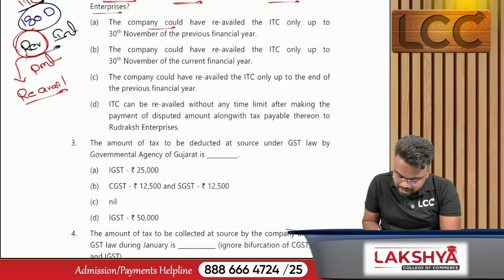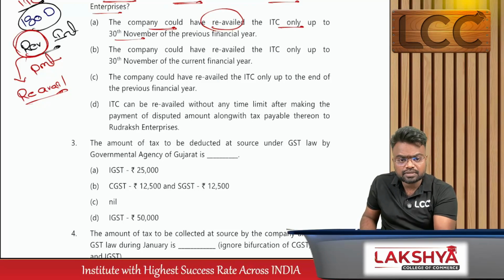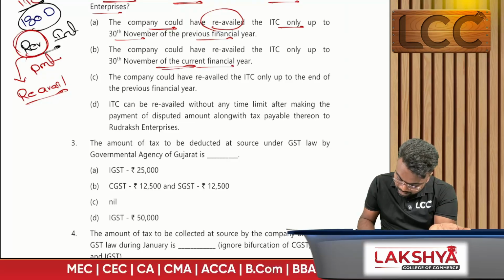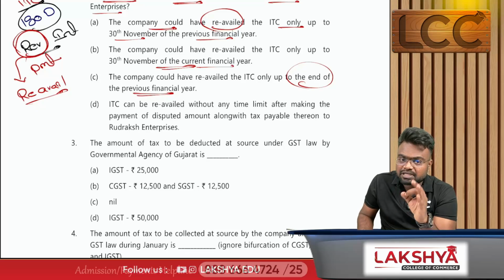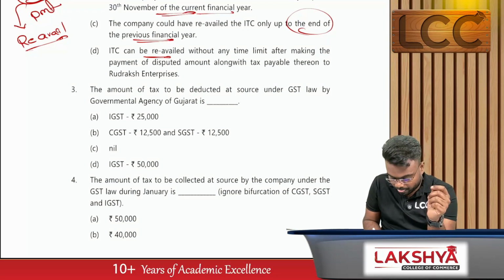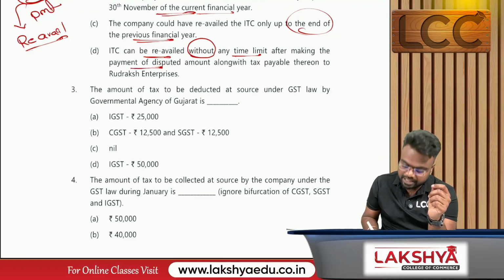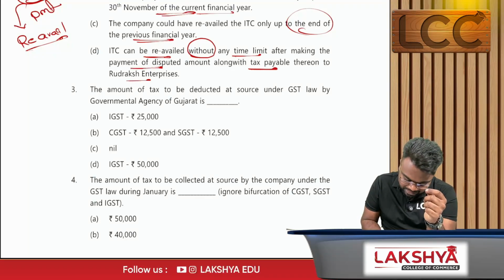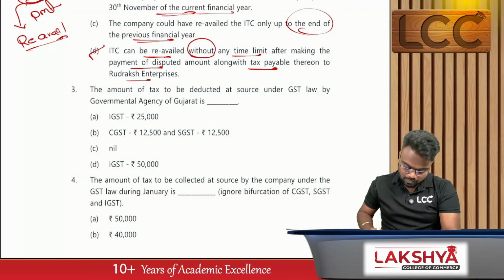So the company could have re-availed the ITC only up to 30 November? No, there is no time limit. Only up to 30 November of the current year, end of the previous financial year, which is very wrong because there is no time limit that is applicable. So what is option D? ITC can be re-availed without any time limit after making the payment of disputed amount along with a tax payable thereon to the Rudraksh Limited. So what is the correct answer? Option D, because time limit is not applicable.